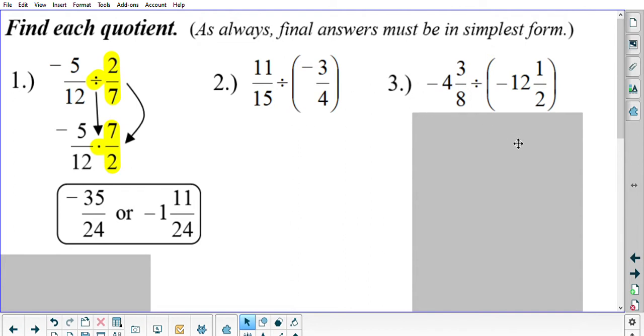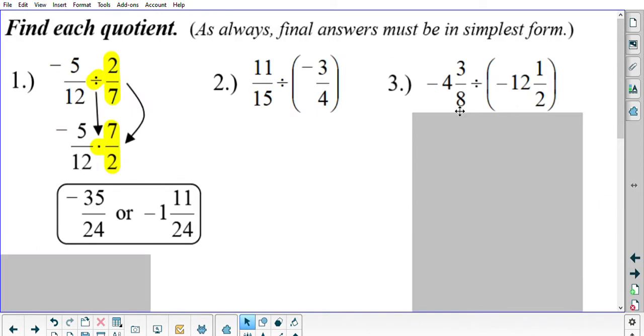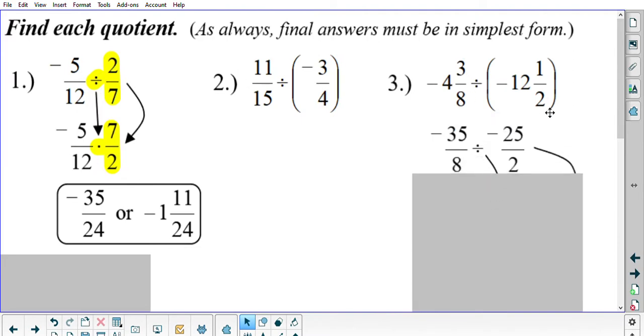Now, number 3 has mixed numbers. You might remember from the top, you must make them become improper fractions first. So here we go. 8 times 4 is 32, plus 3 is 35. 2 times 12 is 24, plus 1 is 25. You'll notice whenever I did that, I temporarily ignored the negative signs, and then I just threw them back on to the fractions. You can keep the negative symbols in the numerators. You could also keep them to the left of the fraction. Either way would be fine.